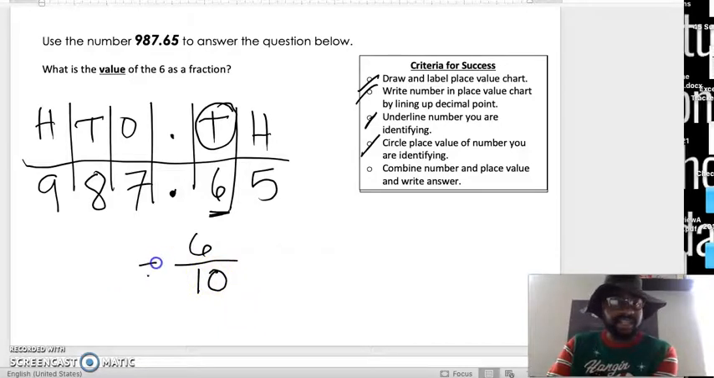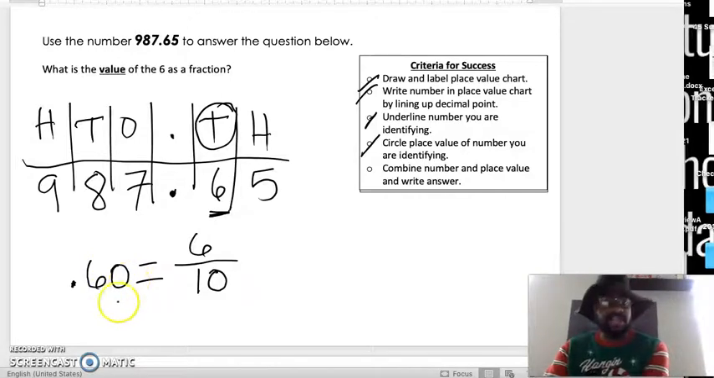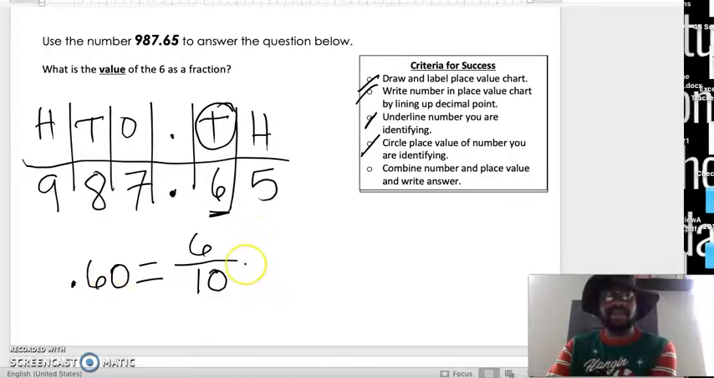And that makes sense because if I have 0.60, that's showing me that I have 6 tenths. 6 tenths could also be thinking about dimes. If I have 6 dimes, that's 10, 20, 30, 40, 50, 60. And that's exactly what this looks like.